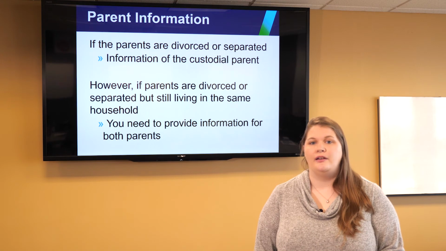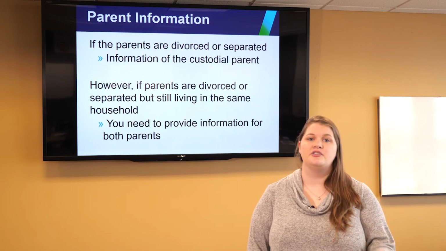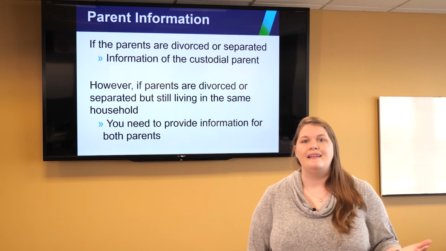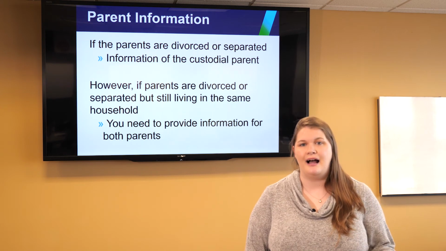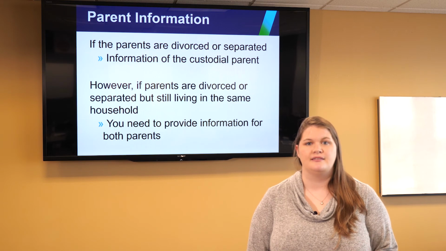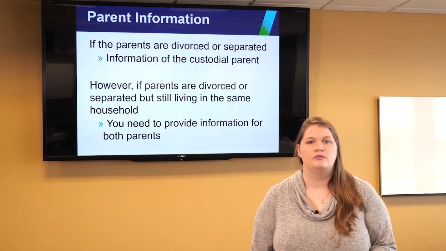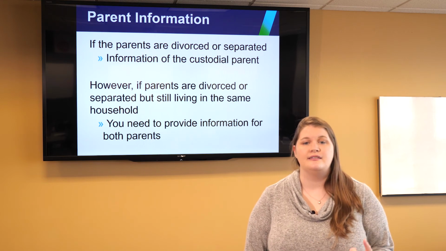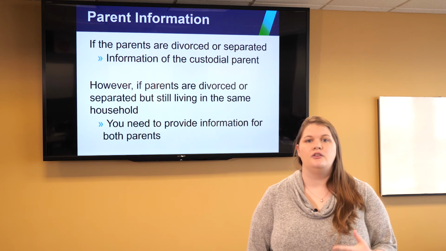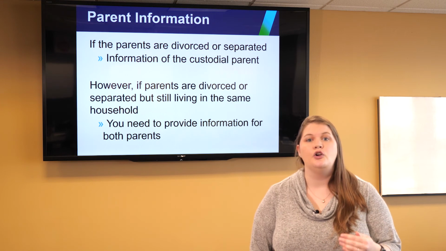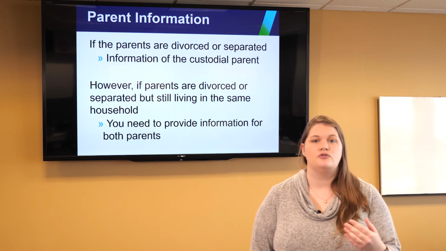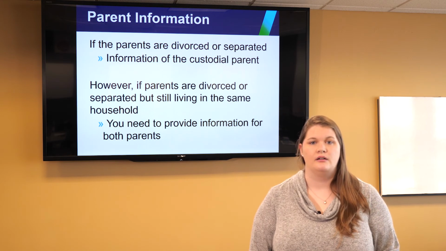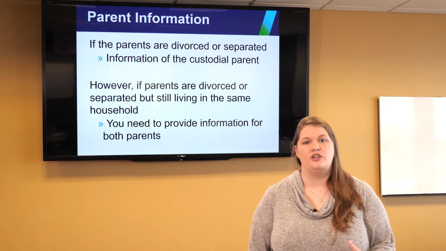I do want to make a quick note because I get this question a lot. My parents are divorced or separated, they live in separate houses, but I live with them equally, right? I split my time 50-50 between both of my parents. Now whose information do I use? Well, in that case, if you live with both parents equally, then you're going to want to use the custodial parent, which is the one who provides the most financial support to you, the student. So whoever provides the most financial support, that would be the parent whose information you would use.